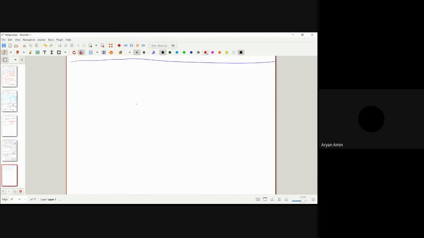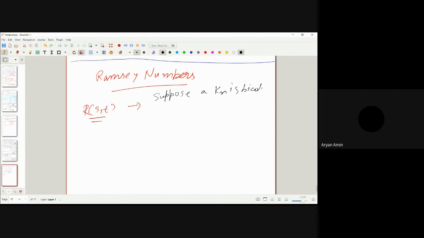Okay, so the next thing is really short. I'll just talk about Ramsey numbers. This is going to take like 5 minutes. So Ramsey numbers, call it R(S,T). The definition goes like, suppose a Kn is bicolored with red and blue.